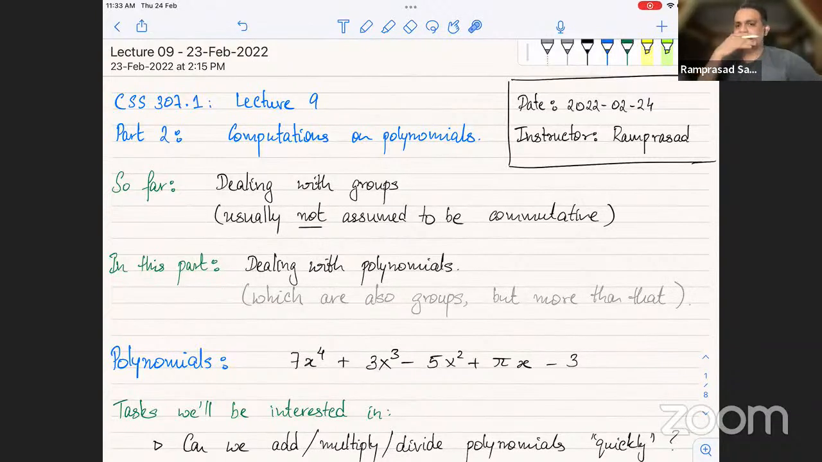Okay, so let's start. So this is going to be lecture 9, but I mean, it's part 2. So we are going to start part 2. And this part is going to deal with, I mean, this is what we want to do. We want to do computations on polynomials. But in the course of it, we might have to learn a little bit about these objects that are called rings and fields. But I'm going to keep deferring properties of these things until we need them.